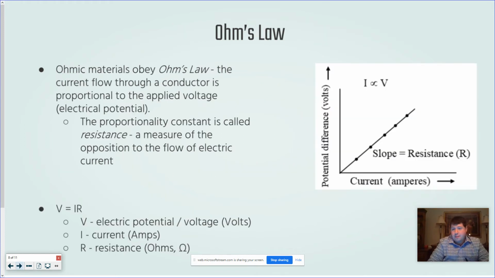Okay, our last concept is all about this idea of resistance in a circuit. So ohmic materials, those are materials that obey Ohm's law.